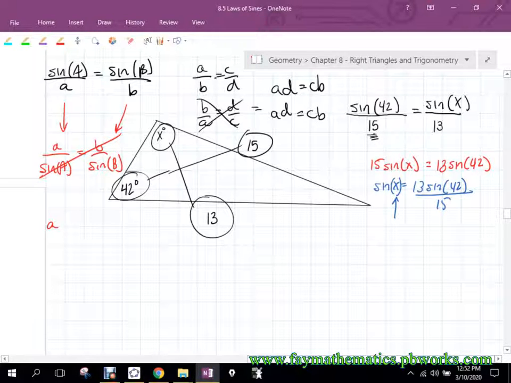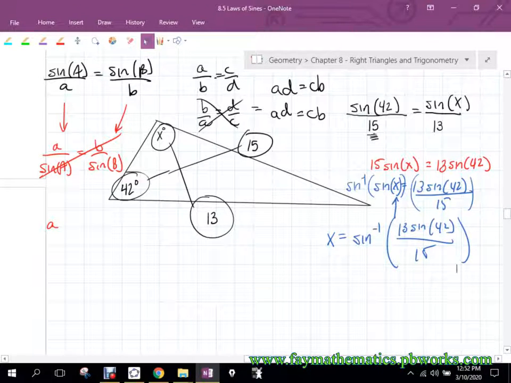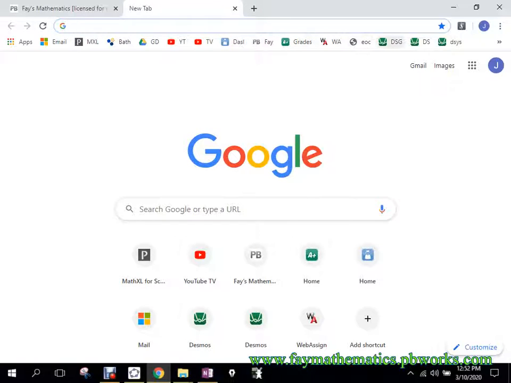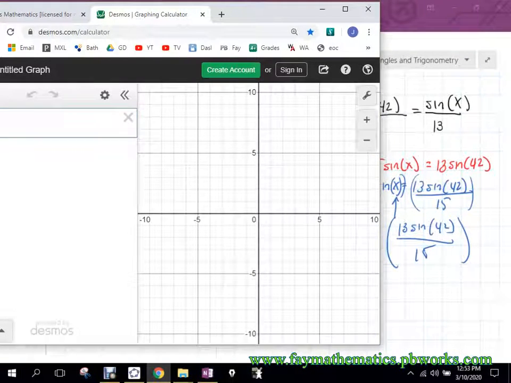Okay, so I've got to do the sine inverse. So I'll sine inverse this left-hand side, and I will sine inverse the right-hand side. The way that's going to be written then is x equals sine inverse of 13 sine of 42 over 15. Now, in my personal opinion, if you're going to use these red calculators, use the blue ones, the TI-83s, 84s, have at it. But especially the more in-depth these types of questions get, and the more messy this thing looks, you can mess up parentheses pretty easily.